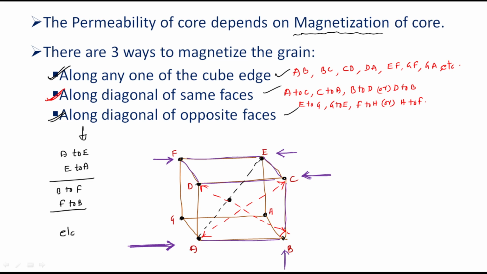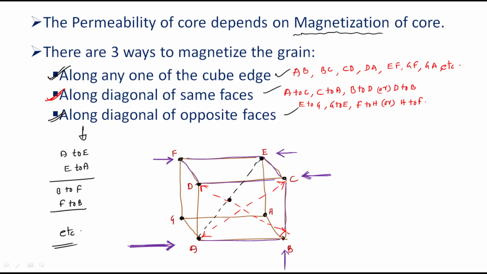So like this you will get different combinations from one edge to another edge, or from one diagonal edge to another diagonal edge. So in order to magnetize the core, we have three ways: along any one of the cube edge, along diagonal of same faces, and along diagonal of opposite faces. So among these three, which one is higher?